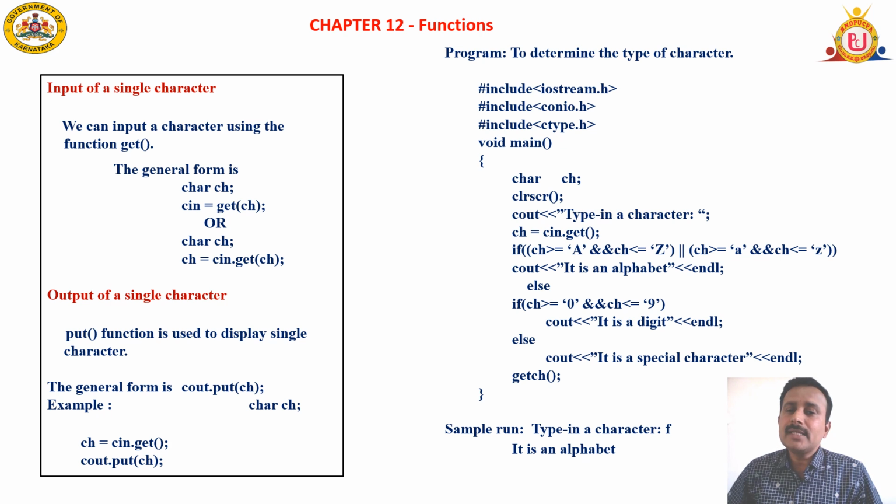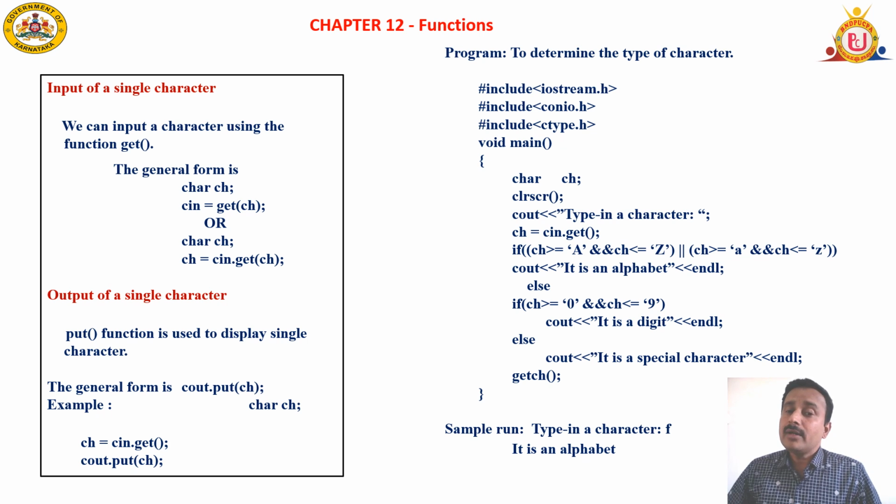After completing this, the else statement will handle the other case. If it is not in between this range, then it comes to the else part. If the condition is false, if the given input is not between capital A to Z and small a to z, then it will check the second condition in the else part. If ch is greater than or equal to '0' and ch is less than or equal to '9', between 0 and 9, then it is going to print it is a digit.